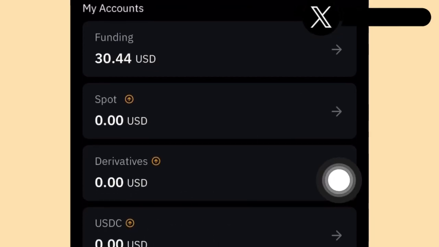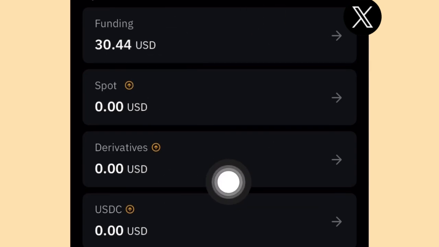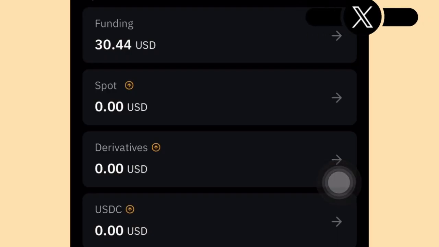All right, so if you're an old user, this is how your account or dashboard is going to be. And if you're someone who's just setting up an account right now, you're going to see something like Unified Trading, or Unified, that is to say that you're a new user, and that is the same as Spot. Unified is the same as Spot.